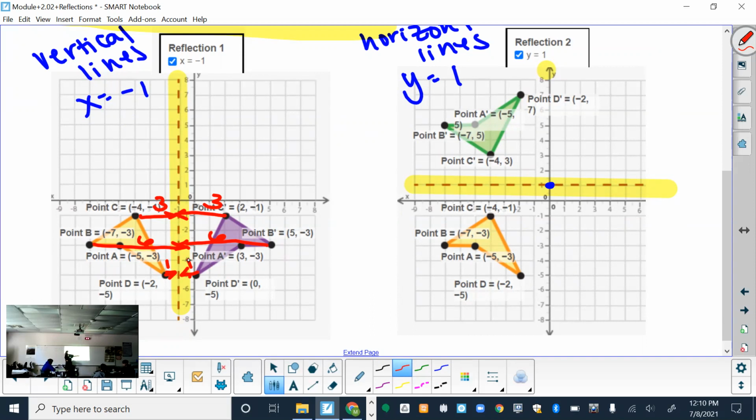Same with these ones. Now the line of reflection is horizontal, but for these ones, you're still just counting out. All right, so C is, sorry, I wrote that ugly. 1, 2 away. Well, C prime has to be 2 away. All right, questions, comments?